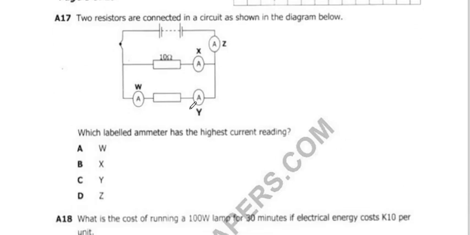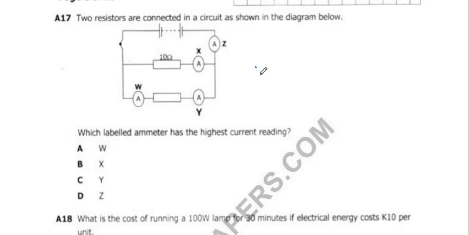Question 17 says two resistors are connected in a circuit as shown in the diagram below. These are ammeters, these are resistors. That is a cell or a group of cells. Which labeled ammeter has the highest current reading?